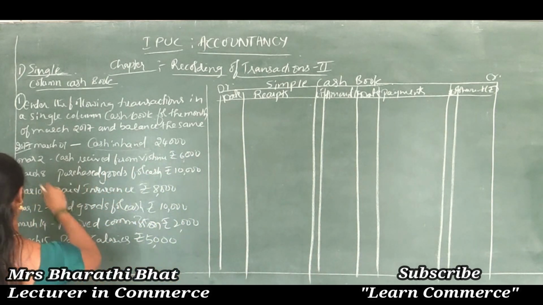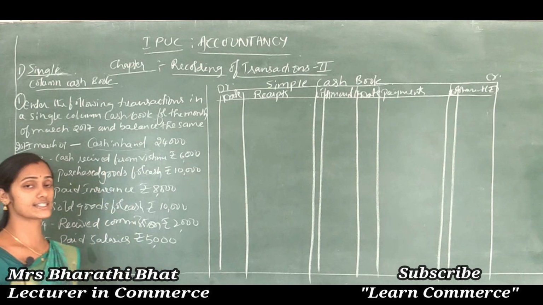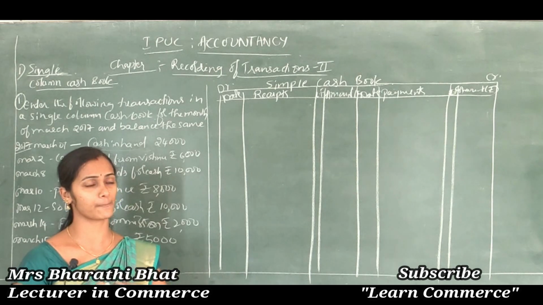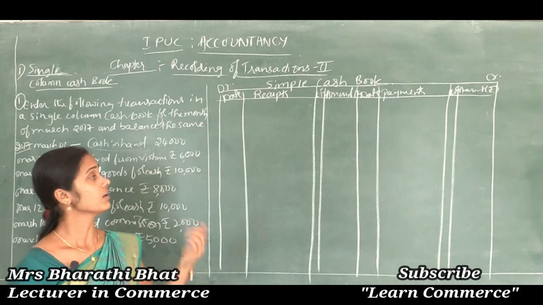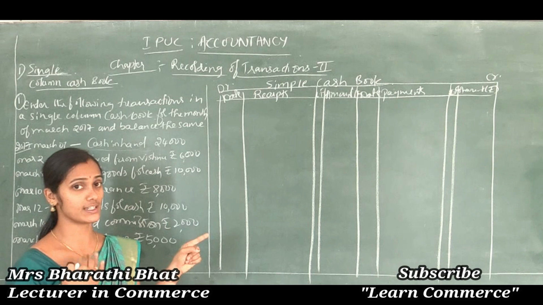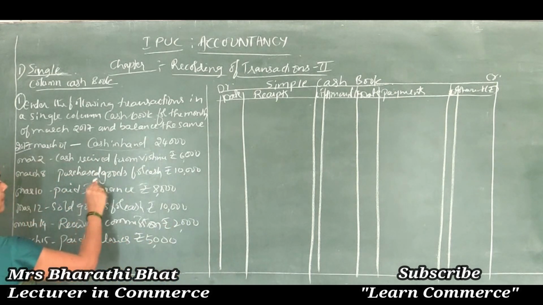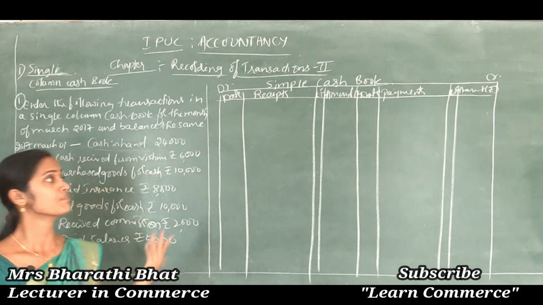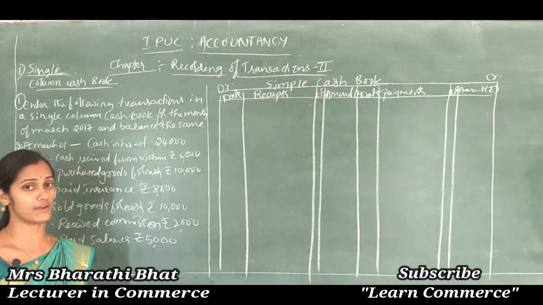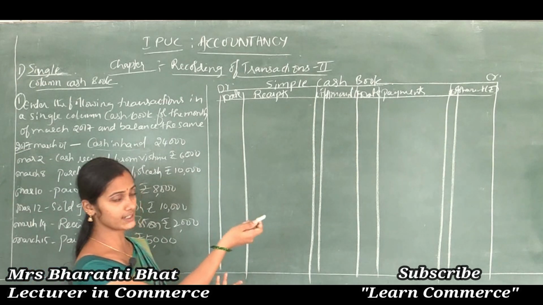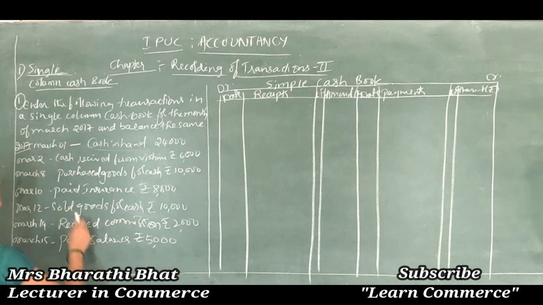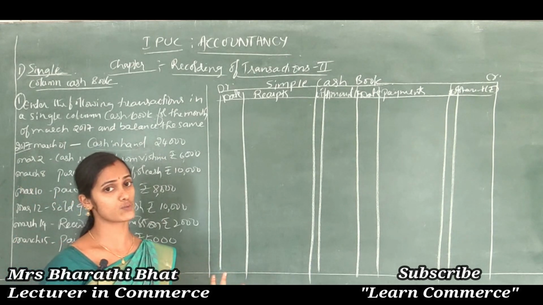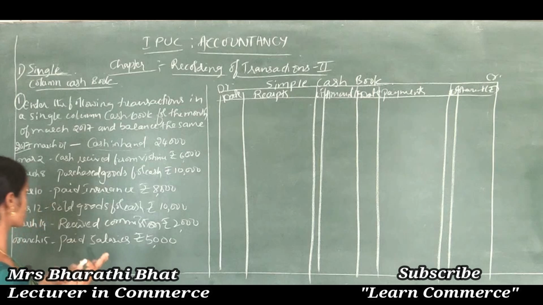The next one is March 2nd, cash received. Received means receipts. We are receiving some amount from a person, so that is recorded under receipts. Purchased goods for cash: purchase means expense, so to purchase something we have to pay cash, and that is recorded on the payment side. Paid insurance: we are paying insurance, so it is a payment. So, By Insurance.